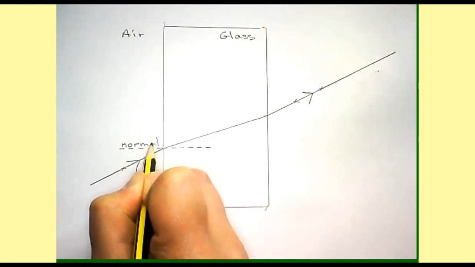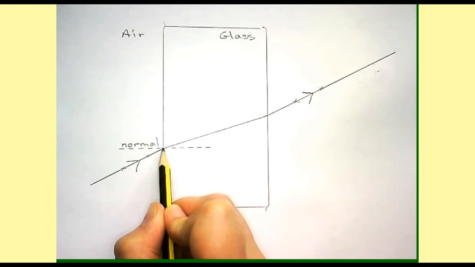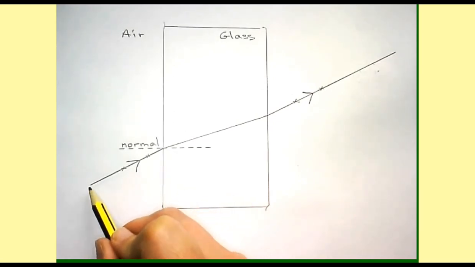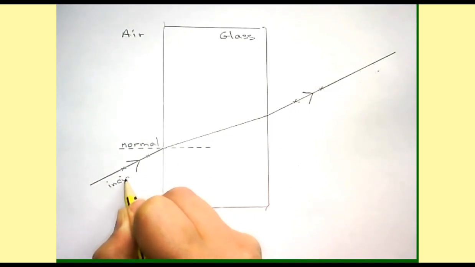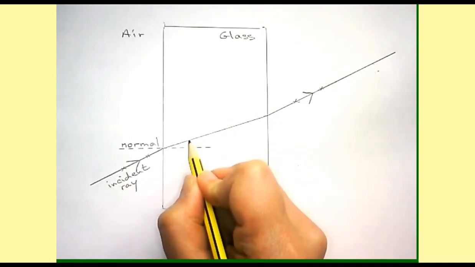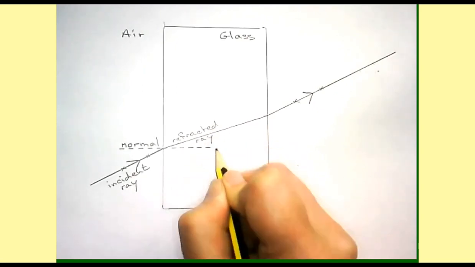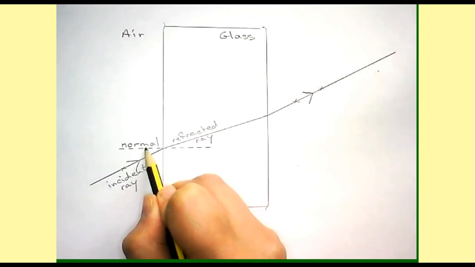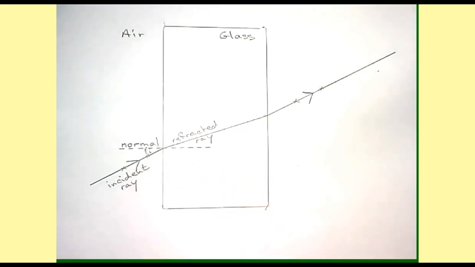So the normal is an imaginary line that is perpendicular to the boundary that the light is passing through at the point at which the ray passes through it. Now, the ray of light that comes to the boundary, so the first one here, is called the incident ray. And then the ray of light that comes out when the light has been refracted is called the refracted ray. And we can also then label two angles. So the angle between the incident ray and the normal is the angle of incidence. So I'm going to just label that I, and I'll write the label down here. So I is the angle of incidence.